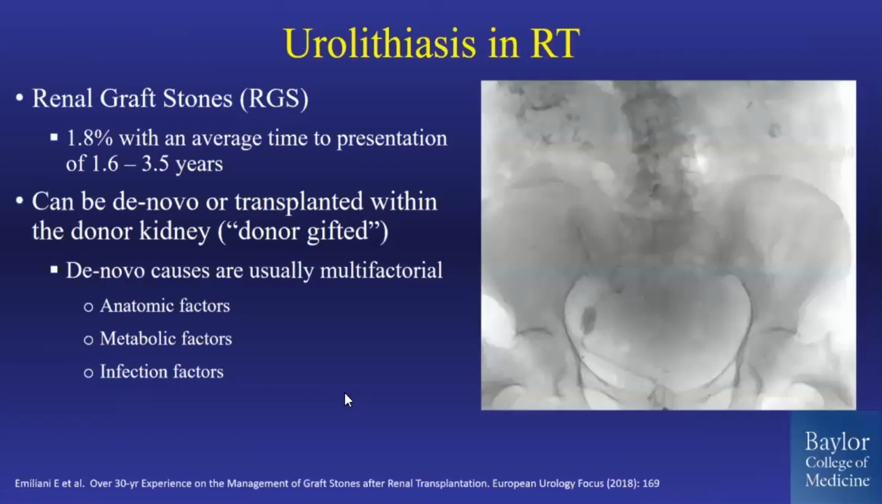So that's strictures. What about stones? Allograft stones are not common, only less than 2% of transplants. They can either be gifted with a kidney in situ, or they can be de novo, in other words, developing in the new transplant. And the de novo causes could either be metabolic or anatomic. I've seen them with a suture in the urinary system, or of course obstruction can play a role. And infection, could it be a urease-splitting organism in the system?